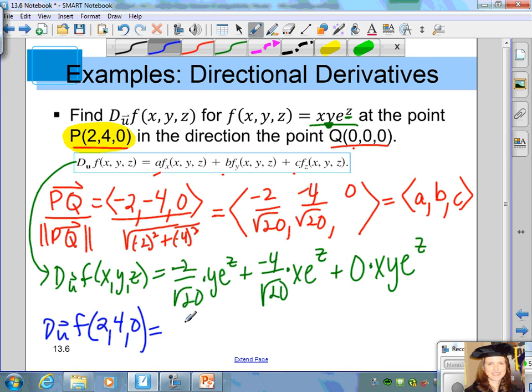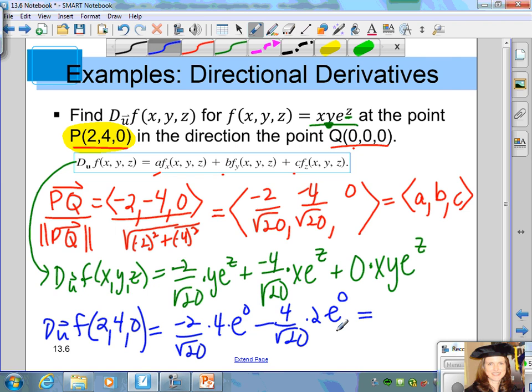Let's go ahead and plug those in. So we get negative 2 over the square root of 20 times 4 times e to the 0, and e to the 0 is equal to 1, so we can simplify that, minus 4 over the square root of 20 times x times e to the 0 power, where x is equal to 2, and plus 0 times all of that. That's going to be 0.